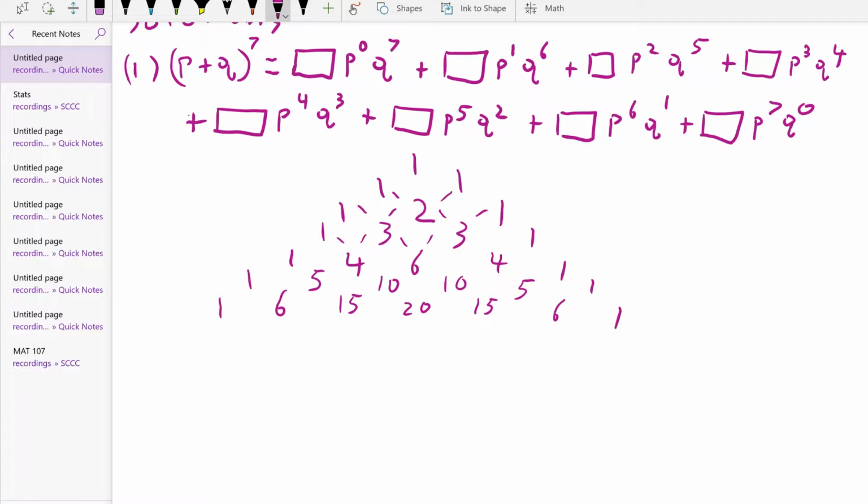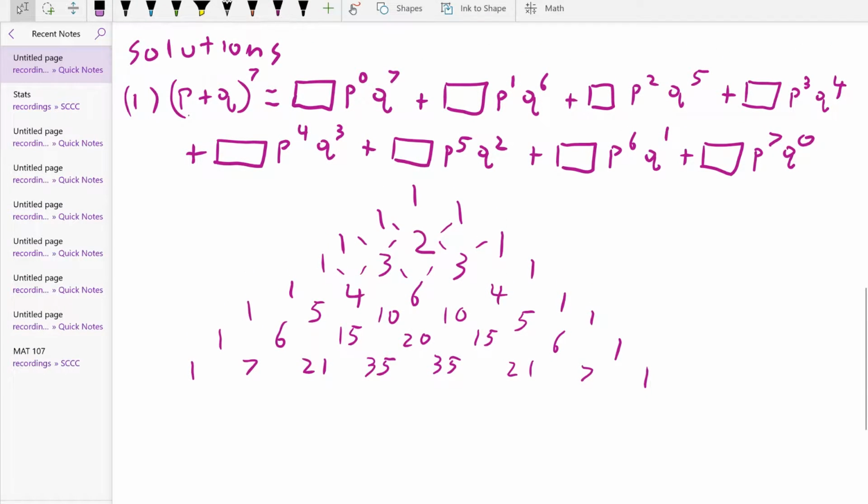And now we have 1, 7, 21, 35, 35, 21, 7, and 1. And notice here that there is a 7 here and there is a 7 here. That means we've done.